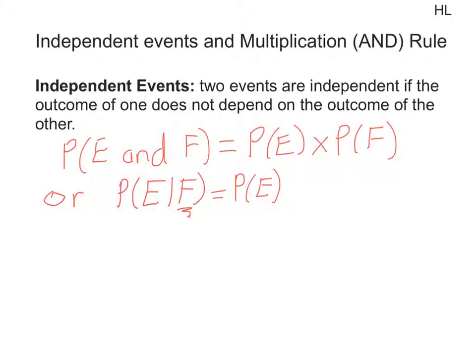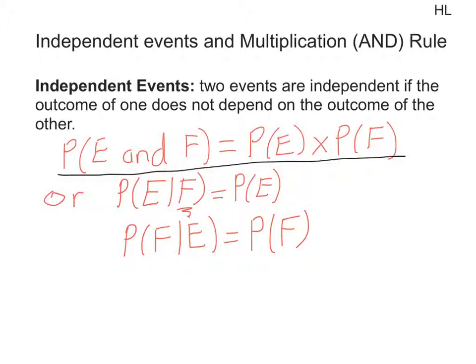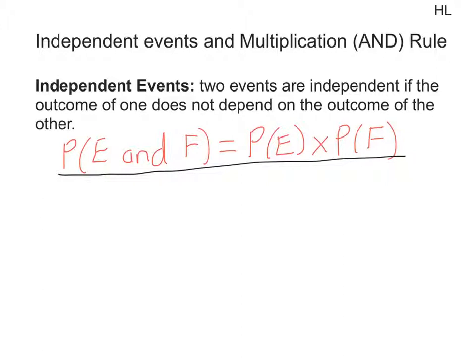We can say this the other way around by saying the probability that event F will occur given that event E has occurred is equal to the probability of F. The rule we're going to work with is this line here. This rule is known as the multiplication rule for independent events. We could also write this as the probability of E intersection F is equal to the probability of E multiplied by the probability of F.